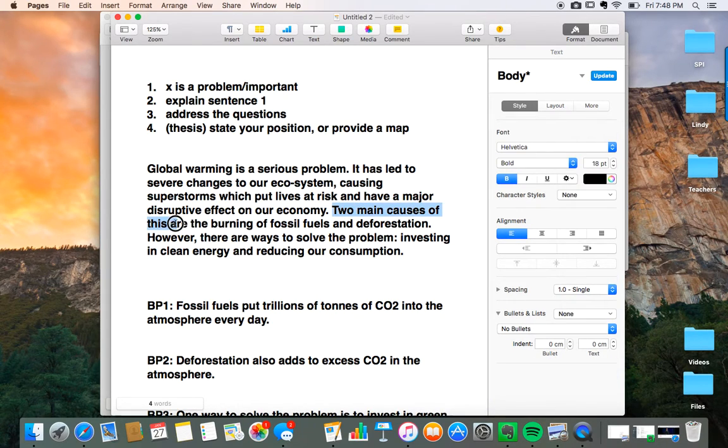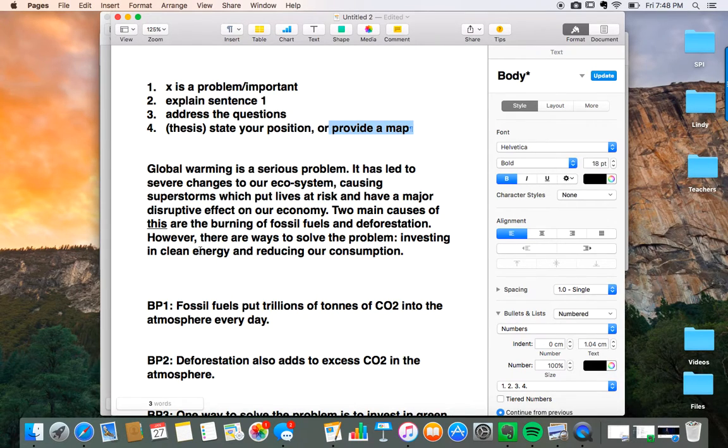Two main causes of this, again, this is the magic word right here. The two main causes of this are the burning of fossil fuels, 1, and deforestation, 2. Okay? I have not said the two main causes, just two main causes. All right? Very simple. Again, now I have a map. And when I'm reading your text, I know what you're going to talk about next, and it's organized, and there's more cohesion.